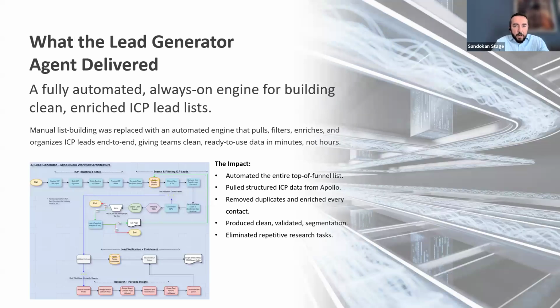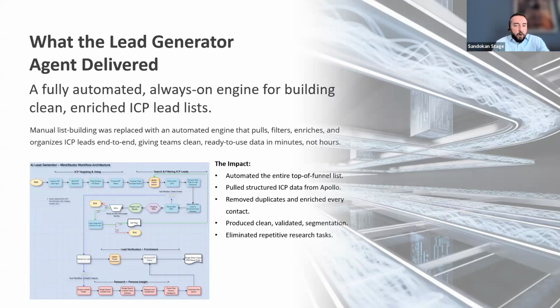When you think about the lead generator, what it delivered was a fully automated engine for building clean, enriched ICP leads. How it worked is that it captured those ICP criteria and used them to drive targeted Apollo searches. So what we delivered was an automated end-to-end ICP list. The agent pulled structured data from Apollo, enriched every record automatically, and removed duplicates. It validated the contacts and produced clean data sets ready for activation.